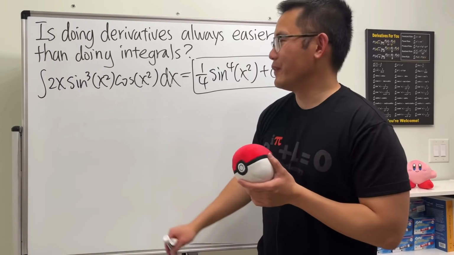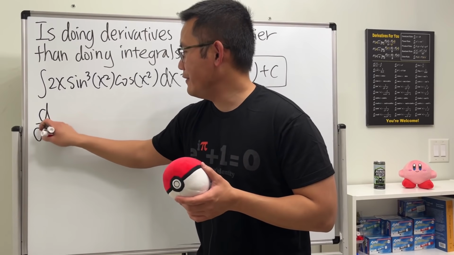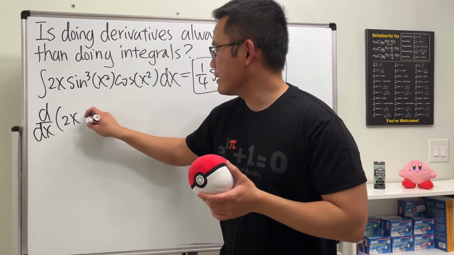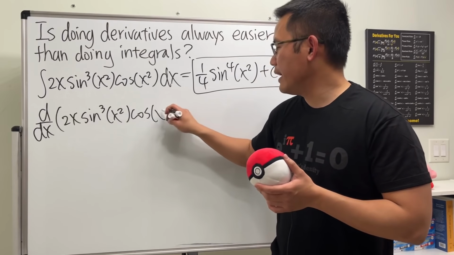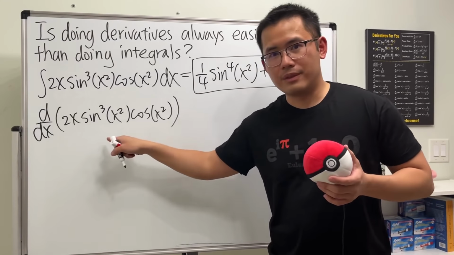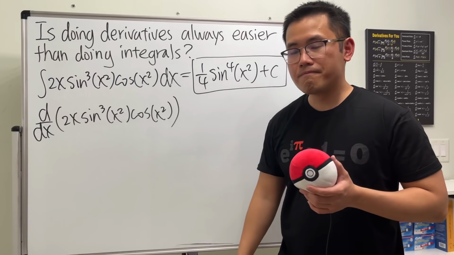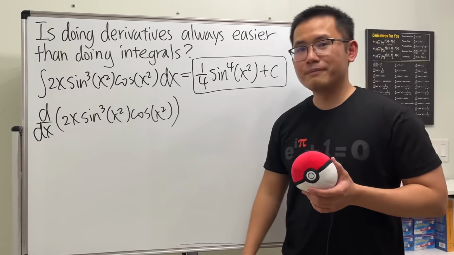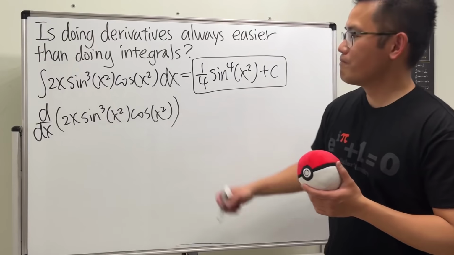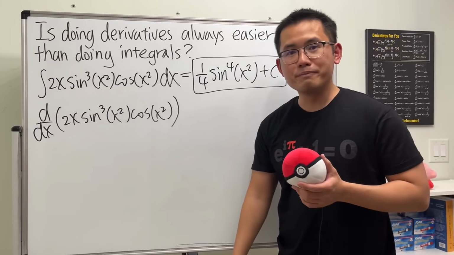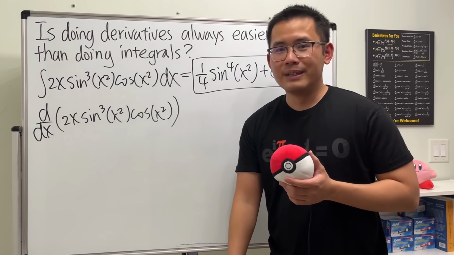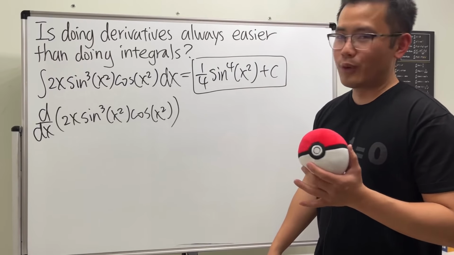But what if we have to differentiate? Ready? 2x times sine to the third power of x squared times cosine of x squared. Alright, can you guys do this in your head? How do we do this in your head? Is doing derivatives always easier than doing integrals? I don't think so now, huh? Alright, so of course I'll take care of you guys.